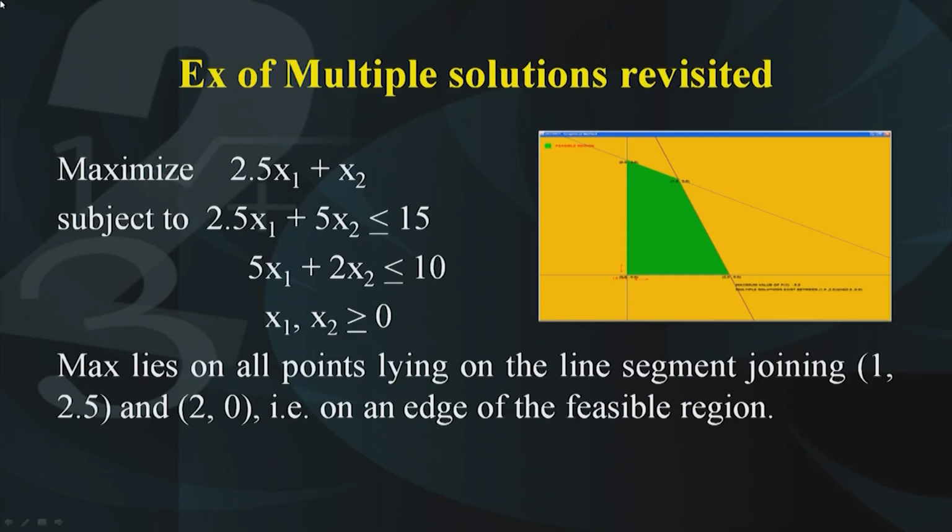Similarly, let us look at the example of multiple solution case. Here again the problem is maximization of 2.5 x1 plus x2 subject to 2.5 x1 plus 5 x2 less than or equal to 15, 5 x1 plus 2 x2 less than or equal to 10, and x1 and x2 greater than or equal to 0. We find that the maximum lies on all points lying on the line segment joining these 2 points, that is (1, 2.5) and (2, 0).